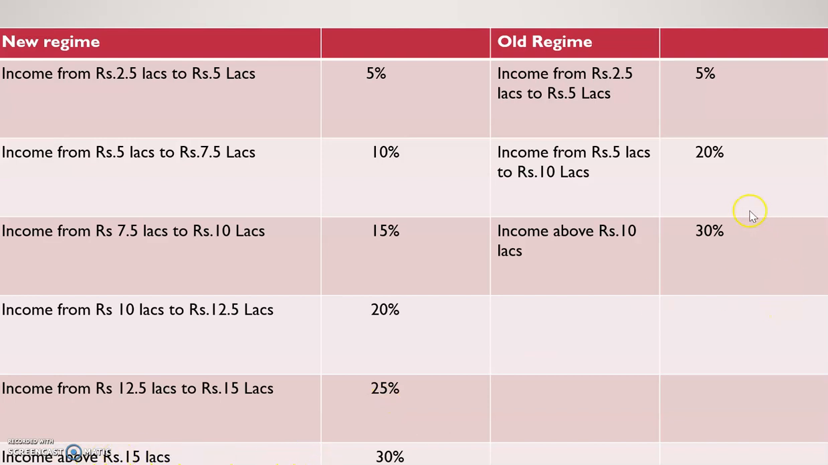So basically we see that over here in the old regime, the income above 10 lakhs would be taxable at 30%. So over here you'll see that different tax rates apply, but then there are also pros and cons of the new and the old regime, which we will discuss ahead.